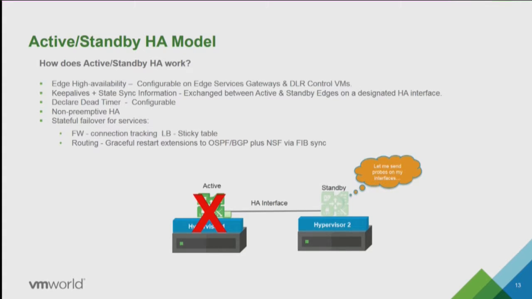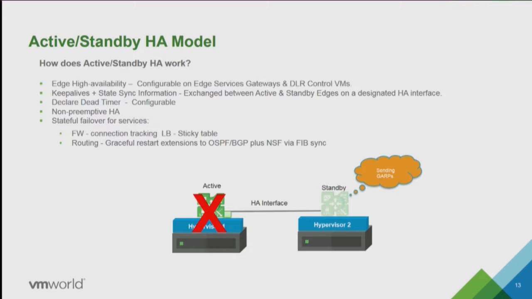So now, the standby dead timer has expired, and the standby will try to become the active. Before doing that, it will still probe on all its interfaces to make sure that the active is really not reachable. The goal is not to end up in a split brain scenario. And if it does not receive any answer, it will send a GARP. Now it will say, okay, I am taking over all the IP addresses that are on the active. I will take them over.